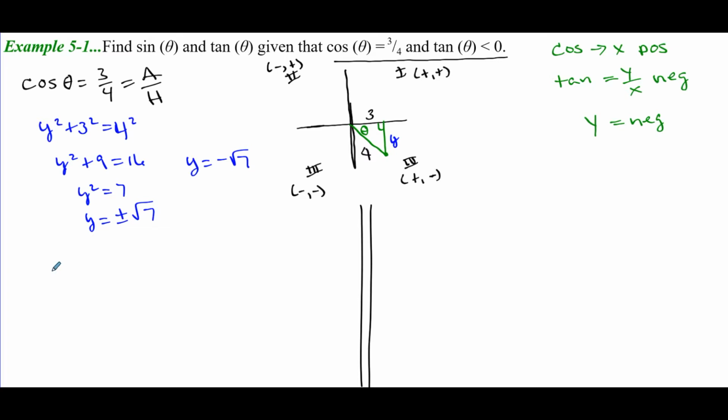So I want to know the sine of theta. So sine, remember, is opposite over hypotenuse. So that's going to be the negative radical 7 over the hypotenuse, which is 4. I also was asked to find my tangent value, so tangent is opposite over adjacent, so negative radical 7 over 3.